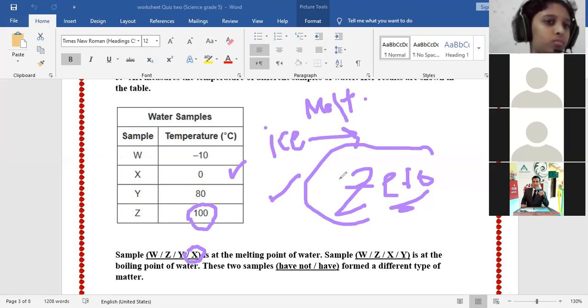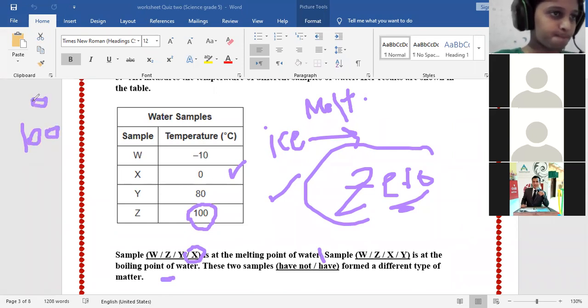Okay. Thanks. Okay. Omar Majid. Participation, Mister. Yes, Omar Majid, complete the question. Which sample is the boiling point of water? Boiling is Z. Z, you are excellent. 100. The boiling point of water is 100 degrees Celsius.